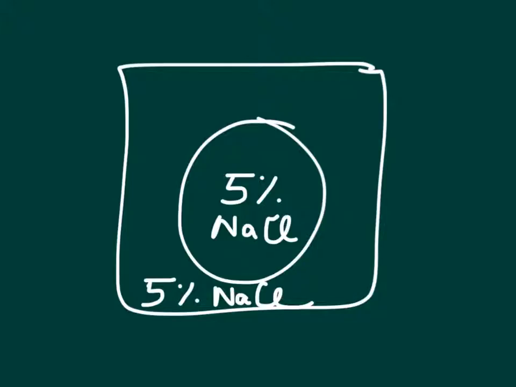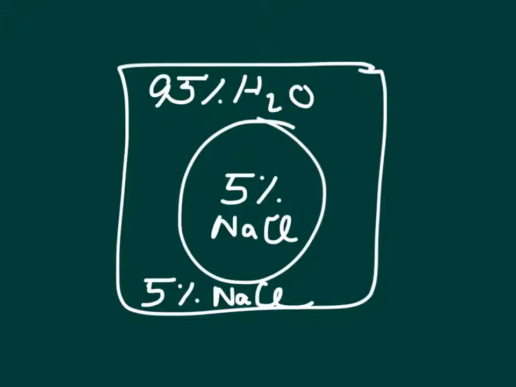So if we look at this, we have a cell and a beaker. Inside the cell is 5% sodium chloride. Outside of the cell is 5% sodium chloride. Now, 5% means 5% of that solution is sodium chloride. It's the solute. The solvent is our universal solvent, water. If 5% is sodium chloride, how much is water? 95% water.